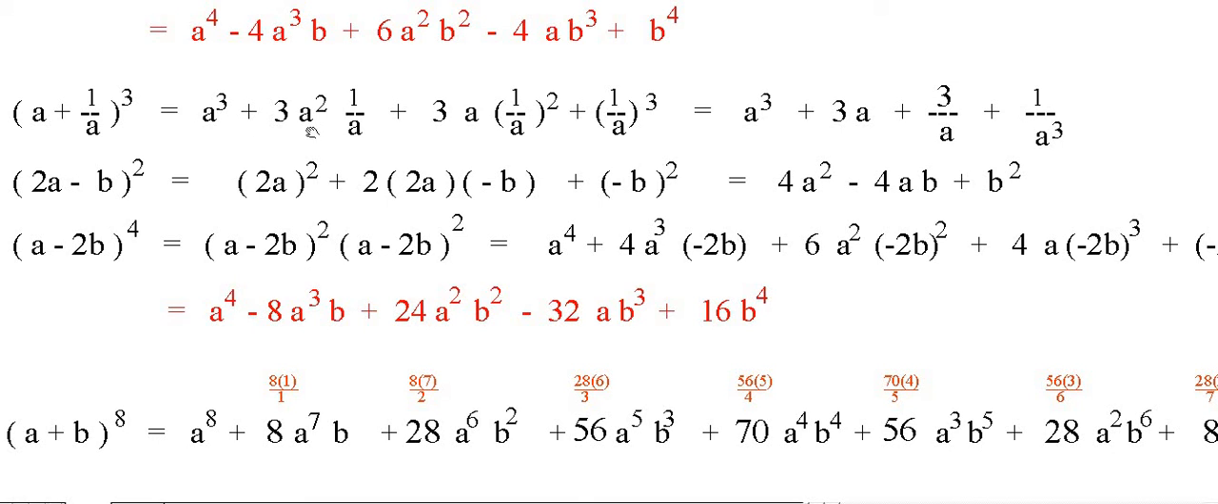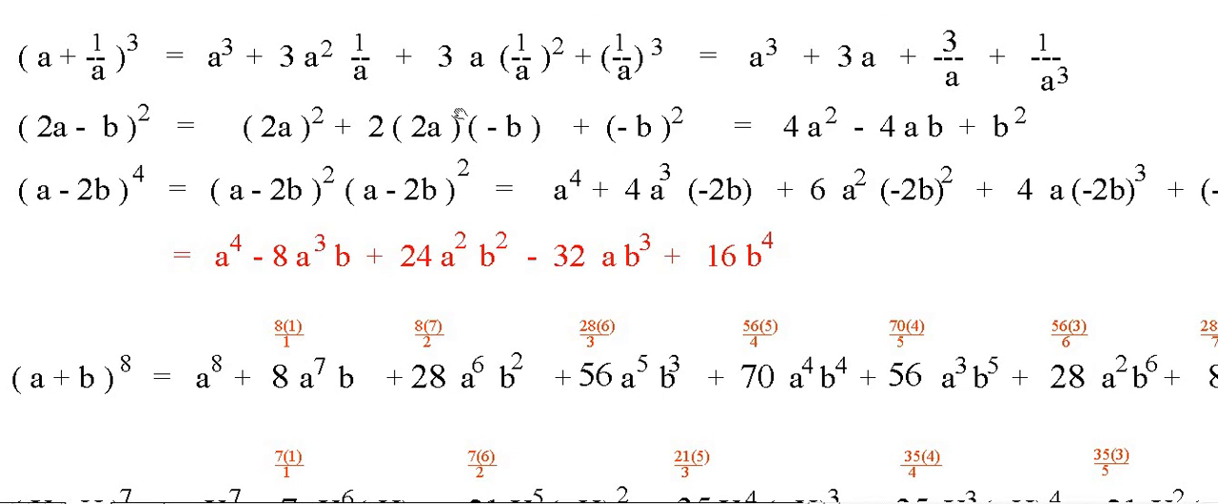Now simplifying this, a cube, this becomes a, 3a, then this becomes 3 times 1 over a, then plus 1 over a cube. Okay.